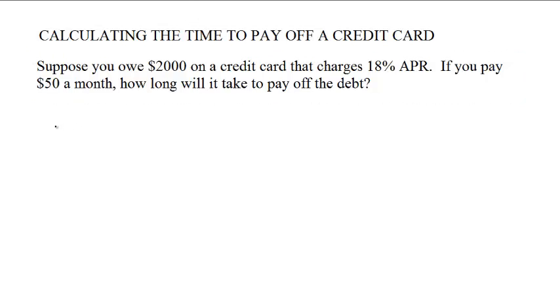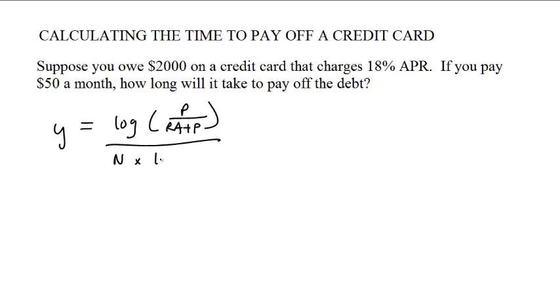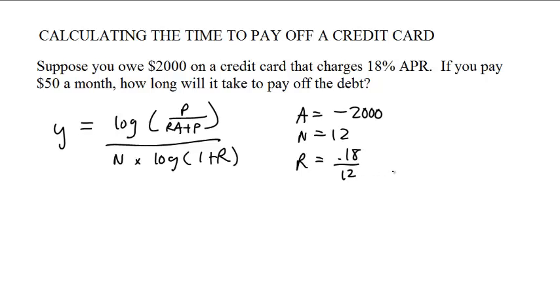Well, we have our formula. The number of years is the log of P over RA plus P, all over N times the log of 1 plus R. And we know that the initial amount of money is negative $2,000. We are in debt. The rate of interest monthly means we are doing things 12 times a year. The rate of interest is 0.18, that's 18% as a decimal, divided by 12. And the payments that we're making are $50 a month. And we want to know how many years is it going to take to pay off this debt.